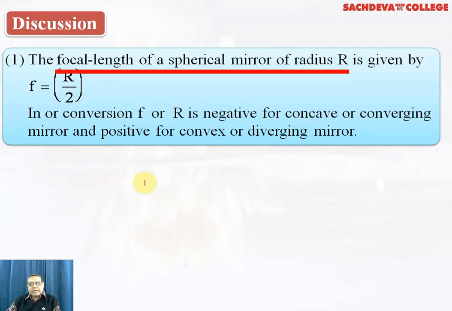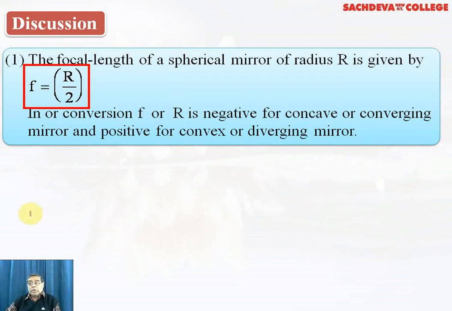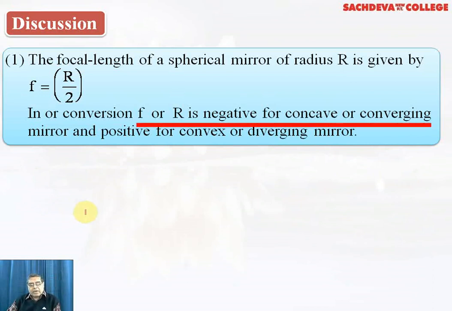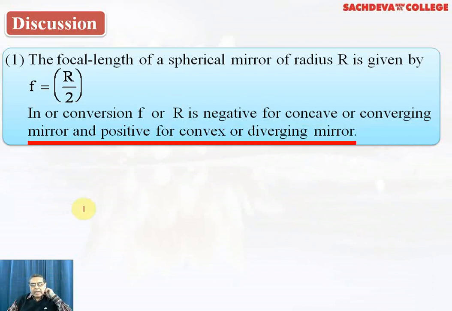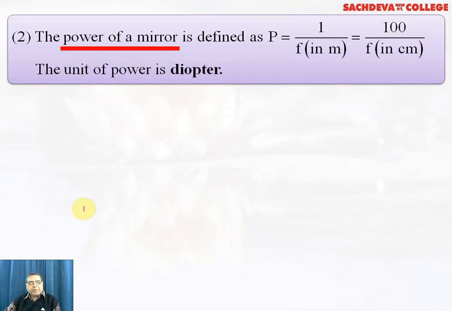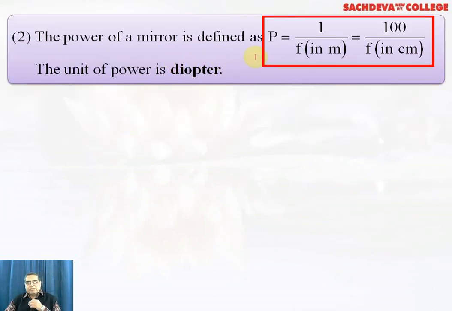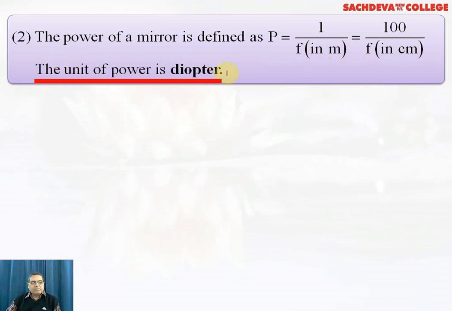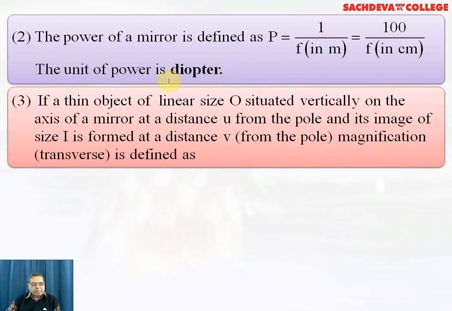Now, we will make an important discussion regarding that. The focal length of the spherical mirror of radius R is given as f is equal to R by 2. That is what I have explained earlier. So f or R is negative for a concave or converging mirror and positive for a convex or diverging mirror. The power of the mirror is defined as the reciprocal of focal length in meters, or it is 100 over f in centimeters, and the unit of power is diopter.